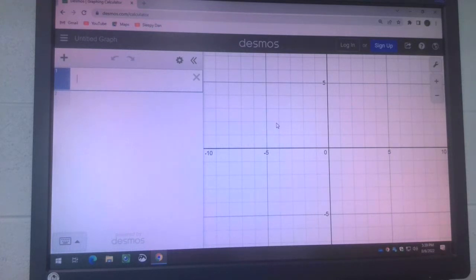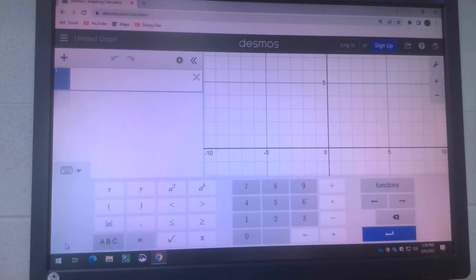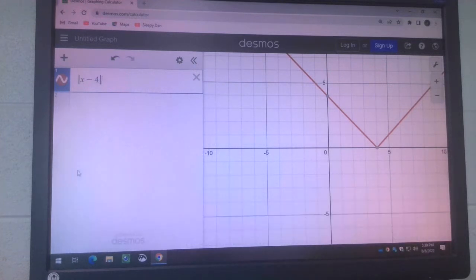So the first one that I'm going to type in is the absolute value of x minus 4. So here we go. Got to go to the bottom left-hand corner here to the keypad. Absolute value of x minus 4. Finish that off. And there it is. I'm going to get rid of this keyboard here. And that's the graph.